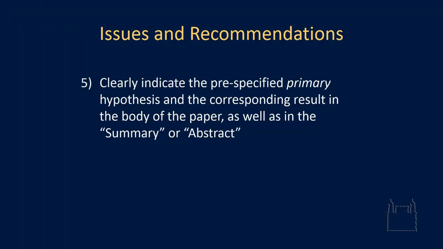Okay, number five. Clearly indicate the pre-specified primary hypothesis and the corresponding result in the body of the paper as well as in the summary and abstract. You're going to say, okay, yes, of course. Well, you'll be surprised. The primary analysis is somewhere in the text, but it's not even in the abstract. To me, that's a no. Absolutely no.